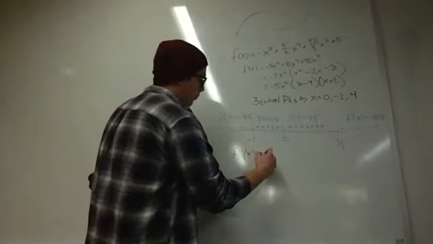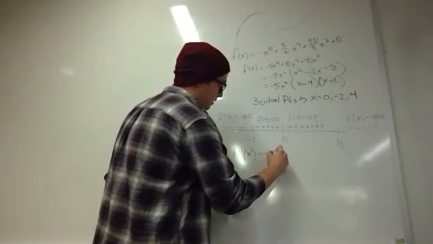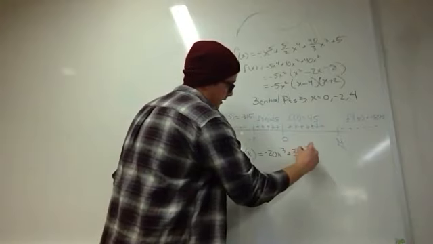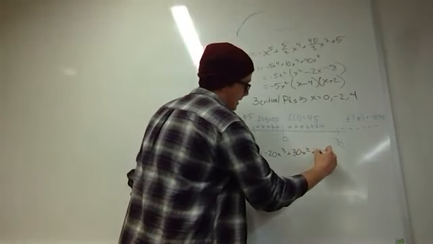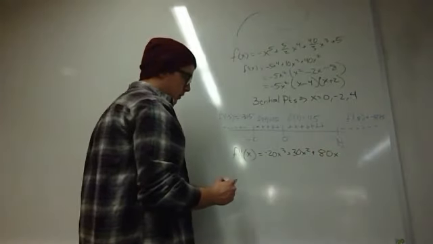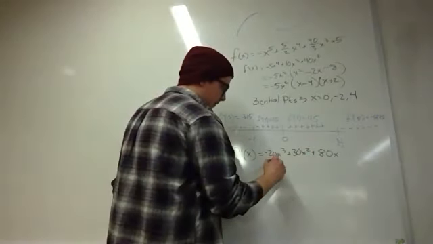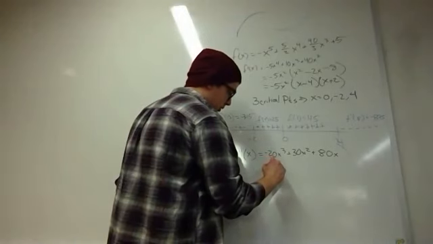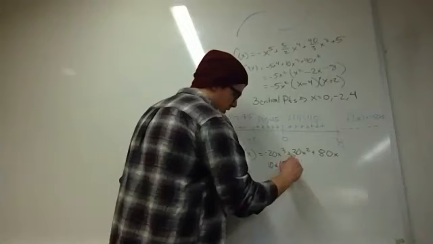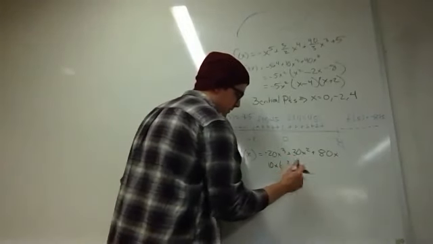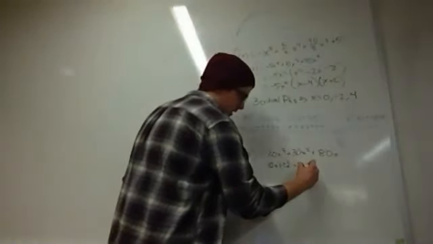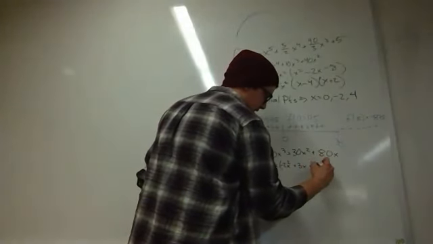So f double prime, we're going to get negative 20x cubed plus 30x squared plus 80x. Okay, so right off the bat, we can pull out a 10x at the very least. So we pull out 10x, we're left with negative 2x squared plus 3x plus 8.